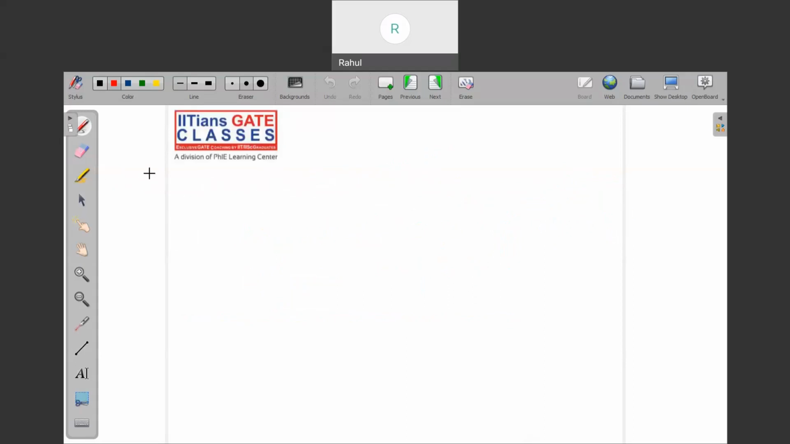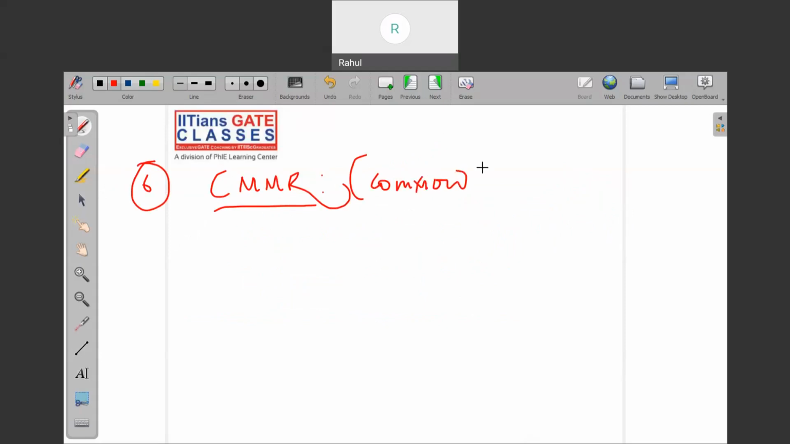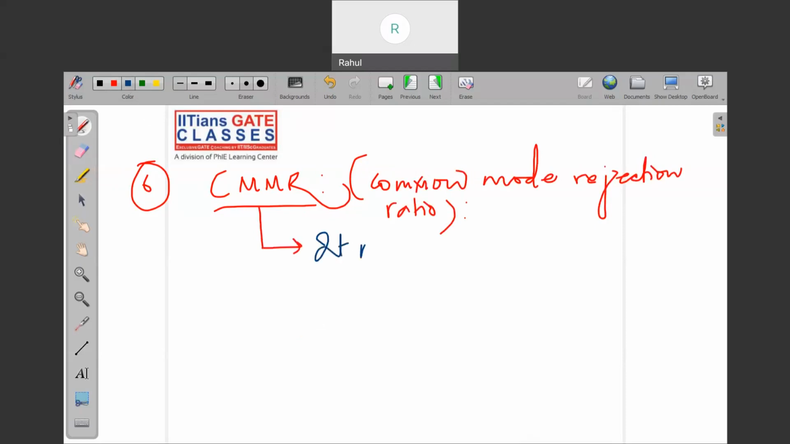And the next one is the common mode rejection ratio, that is known as CMRR. Common mode rejection ratio. Ideally, an op-amp must have a high CMRR. Ideally it must be very high.